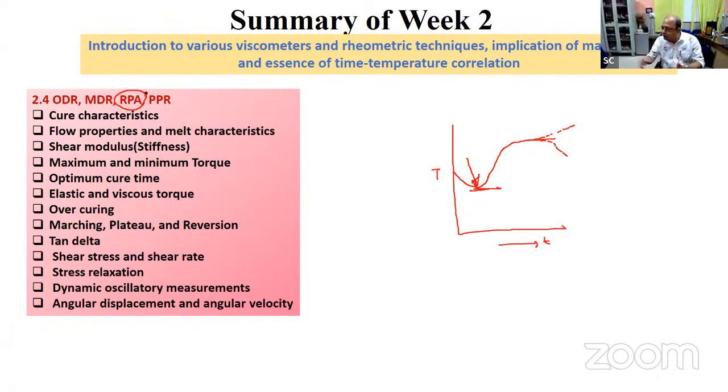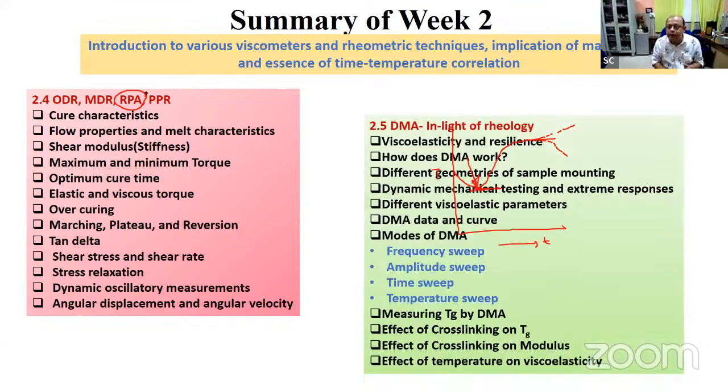So two things are important: initially flowability during processing, and then finally, once you cure it, the maximum torque you develop, that actually measures the delta torque, which measures the final property of the material. I have the delta torque, better is the building of the torque. Okay. Then I talked about shear stress, shear rate, stress relaxation, and the gamut of dynamic oscillatory measurements. Okay, angular displacement and angular velocity. So two types of measurements in a dynamic rheometer. How you do it, that is also well elaborated there.